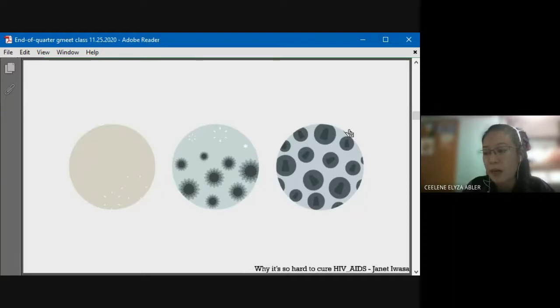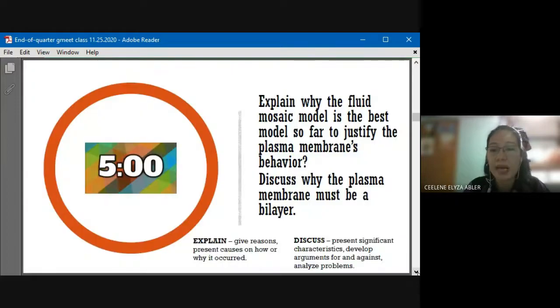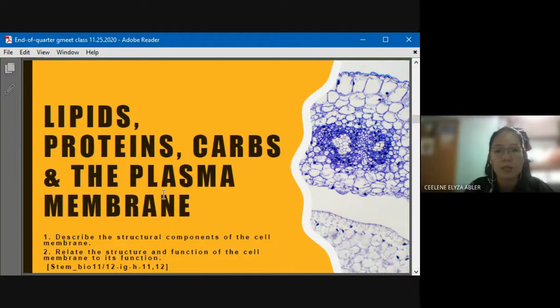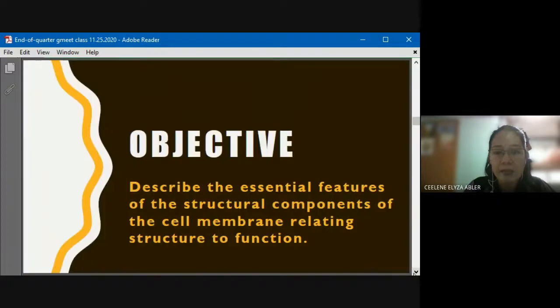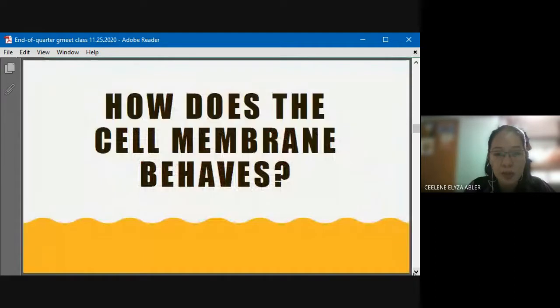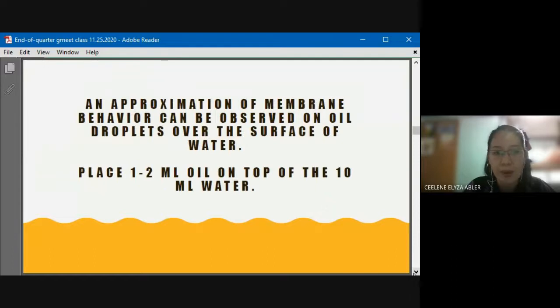HIV/AIDS kasi class is very dependent on the integrity of the plasma membrane. Aside sa immune system natin, nasa plasma membrane din nakabase yung kanyang behavior. Okay, so there's a sample question here na pwede na ninyong praktisan. So ano yung lipids, proteins, carbs na nasa ating plasma membrane? Let's go to the structure of the plasma membrane. So ano yung mga behavior na possible with your plasma membrane?